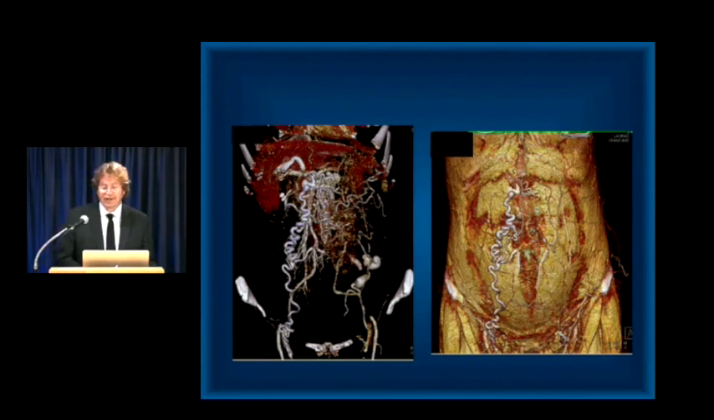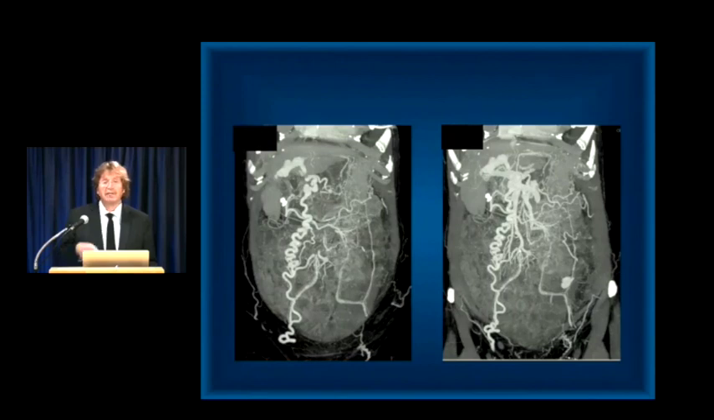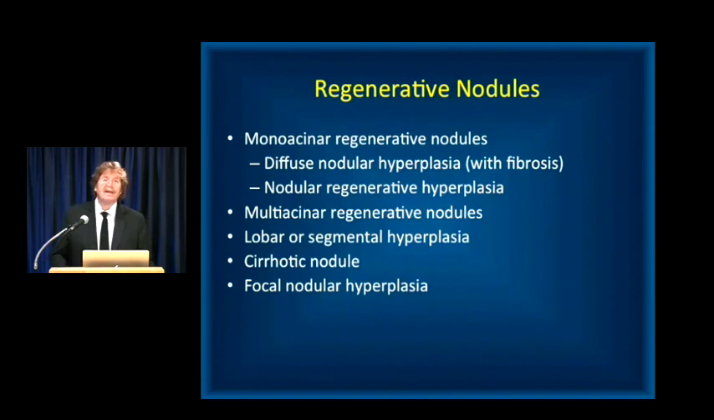You also can see very nicely in this example, I'm showing you a number of different ways of looking at the patient's varices from volume rendering to MIP. Now, one of the things that is challenging in the liver, we talk about regenerating nodules, which go by a number of different names.